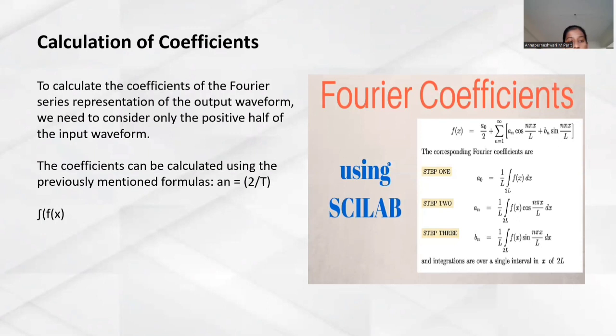Calculation of coefficients. To calculate the coefficients of the Fourier series representation of the output waveform, we need to consider only the positive half of the input waveform. The coefficients can be calculated using the previously mentioned formulas, that is an equals 2/T integration of f(x). And these are the formulas to calculate the Fourier series coefficients.